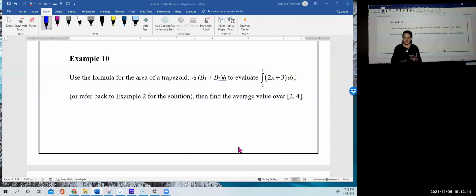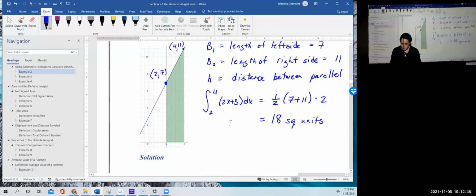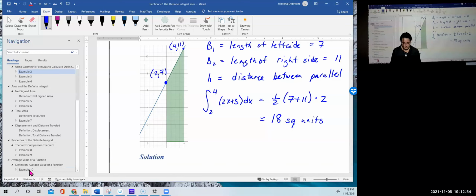Problem number 10 is a reference back to example number 2, where we were computing the area between the curve 2x plus 3 and the x-axis between x equal 2 and x equal 4. In other words, the definite integral from 2 to 4 of 2x plus 3 dx. We use the formula for a trapezoid to do that. Let's take a moment and go back to example 2 and find the value that we got there. In example 2, we found that the result of using the trapezoid was 18 square units.